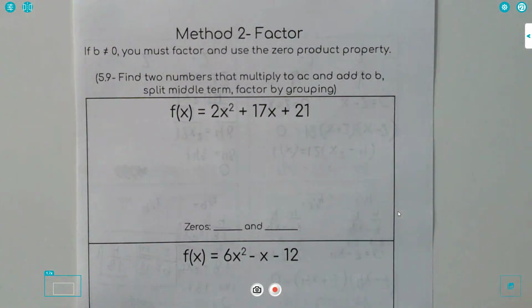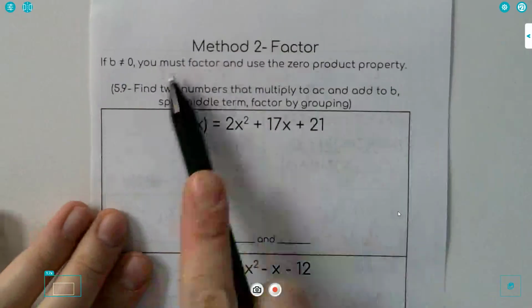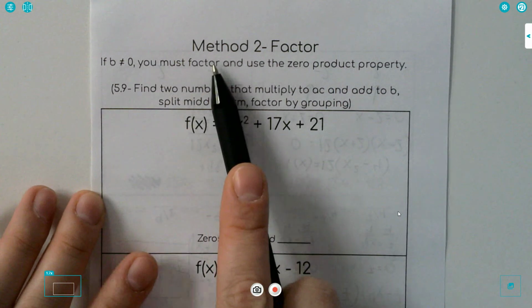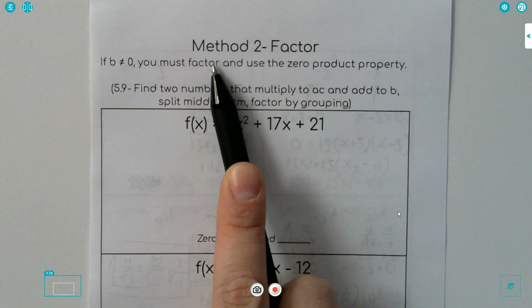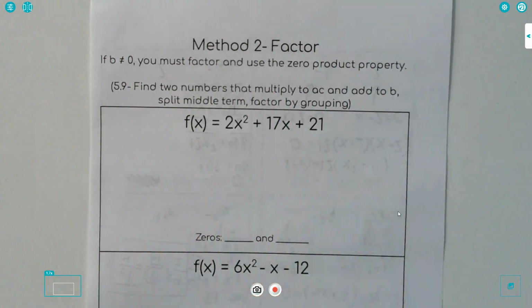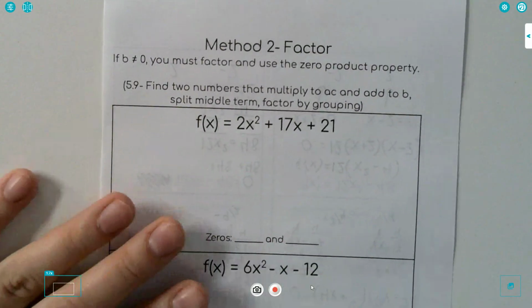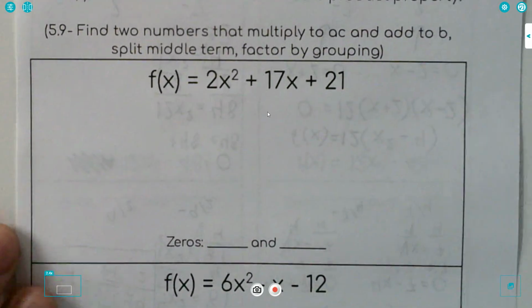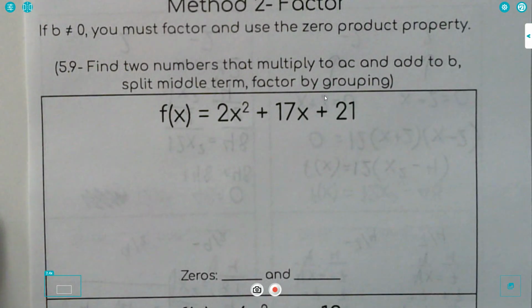On the front side, we had the ones where b equals 0, and there's no middle term. If b does not equal 0, you're going to have to factor for now until Tuesday. Tuesday we'll give you another method, and we're going to use the zero product property. So we are factoring these like we factored in 5.9. 5.9 was when we would find two numbers that multiply to AC. So this is A, B, C. Multiply to AC and add to the middle. Then we would split up your middle term, factor by grouping, all that jazz. Any questions before we get started?